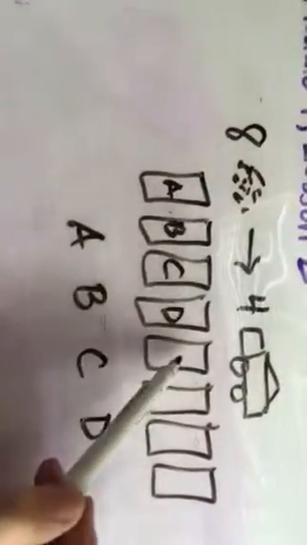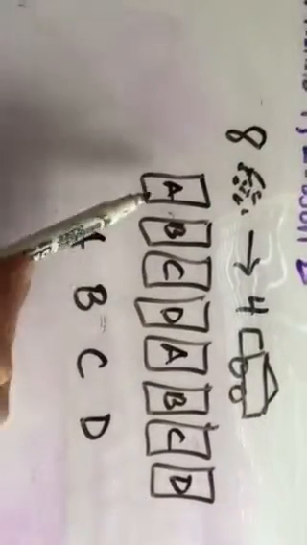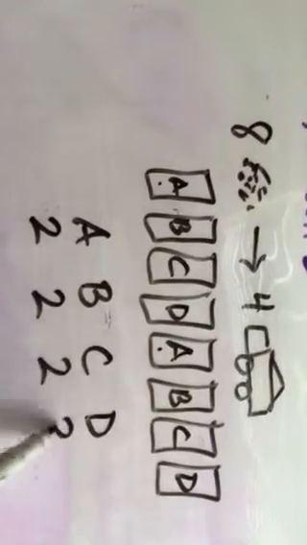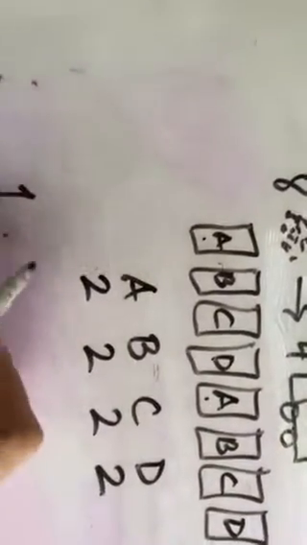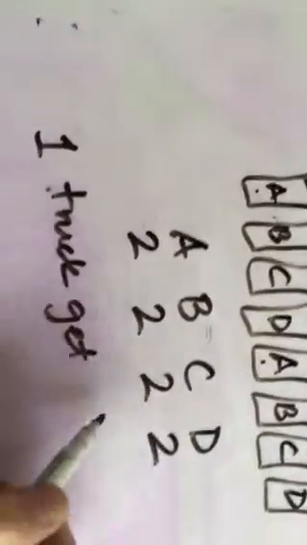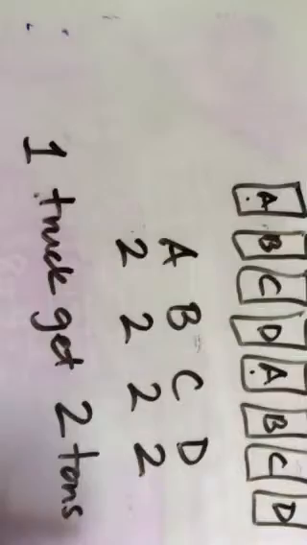1 to A, 1 to B, 1 to C, 1 to D. Okay, so far, each truck got 1 ton of gravel. But we can keep going. A, B, C, D. And look, no leftovers. So each truck is getting 2 tons. The answer to the question is that 1 truck gets 2 tons of gravel.